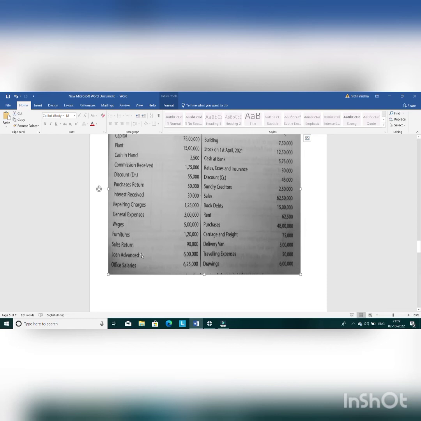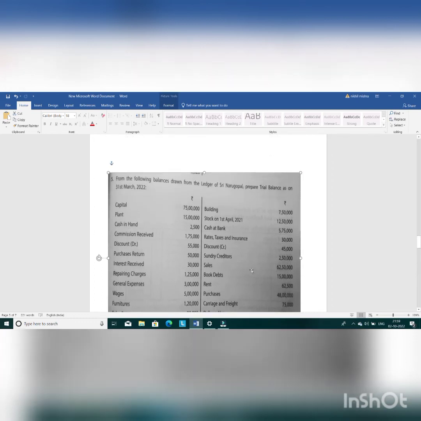Loan advance, you have given loan to someone, it is an asset. Okay, this is not a loan you have taken, this is loan advance, means you have given loan to someone. So you will be getting back the money, that's why loan advance will be coming in debit column. Office salaries is an expense, debit column. Building is an asset, so it will be coming in debit column. Opening stock, debit column. Cash at bank, asset, debit column.